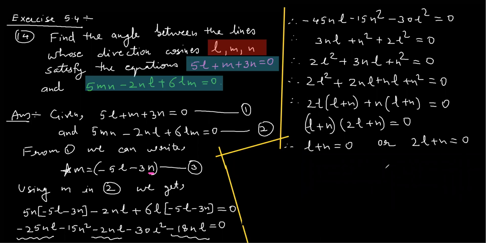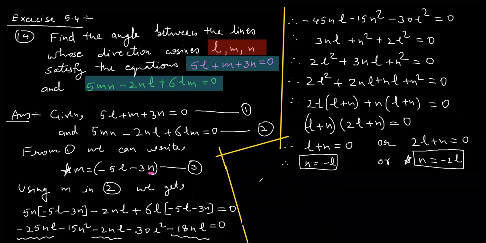So here, I hope you all have understood till this. So the next you get is, therefore L equals to n equals to minus L, or here you get n equals to minus 2L. N equals to minus 2L. Okay. Now what I do here is I take n equals to minus 2L. There are two cases for two different lines. I take this in 3. So I write using n equals to minus 2L in equation 3.